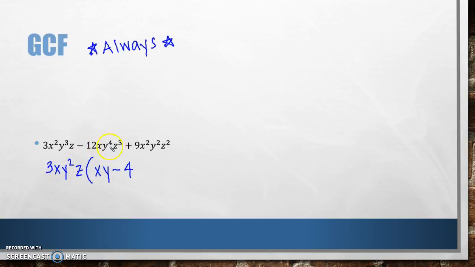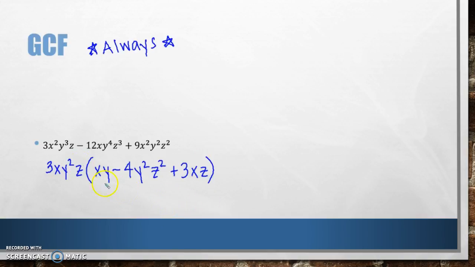X's cancel. Y to the 4th divided by y squared is y squared. Z cubed divided by z is z squared. 9 divided by 3 is 3. X squared divided by x is x. Y squared divided by y squared cancels. Z squared divided by z is just z to the first.